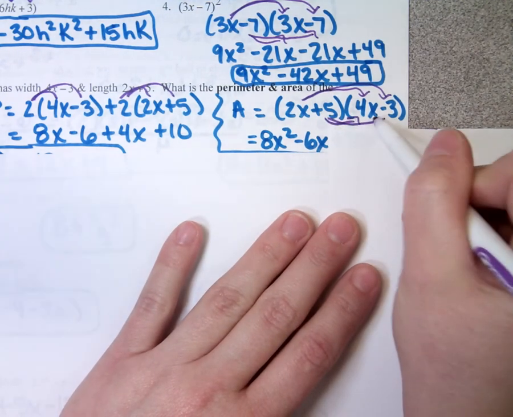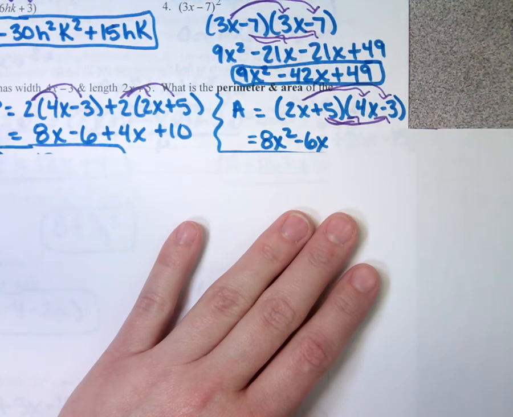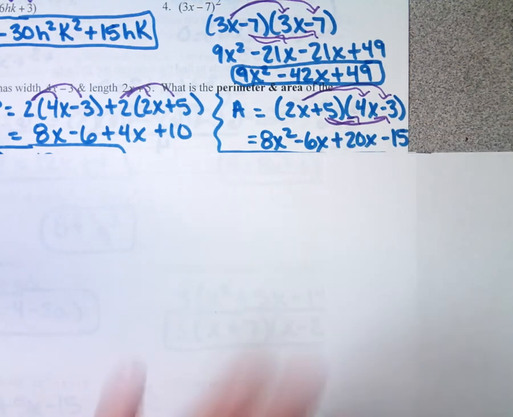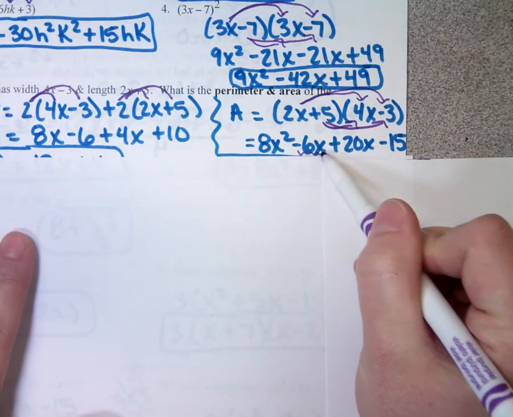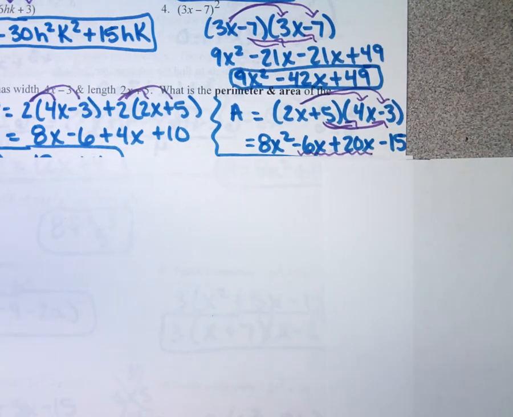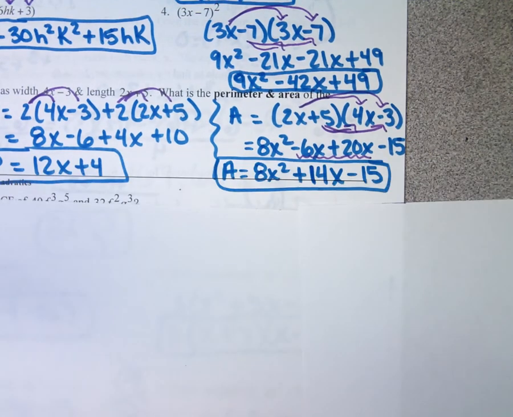Then I distribute the 5 with both things in the second set of parentheses. And that will give me a positive 20x minus 15. From here I can combine my x's in the center, and a negative 6x and a positive 20x makes 14x. Everything else just drops.